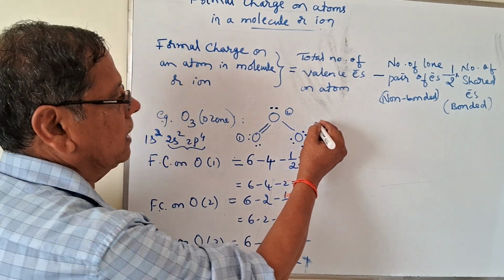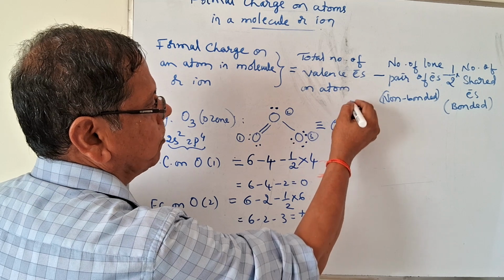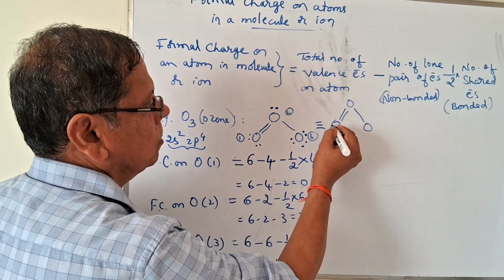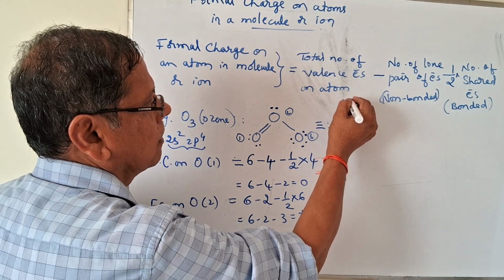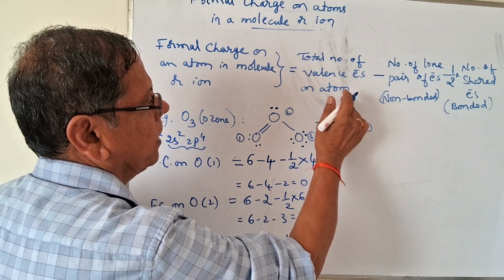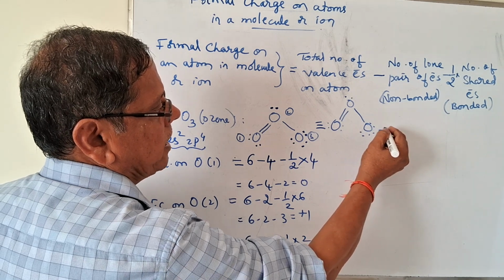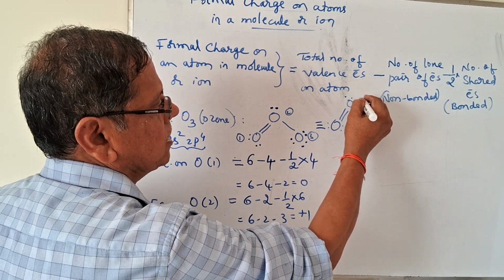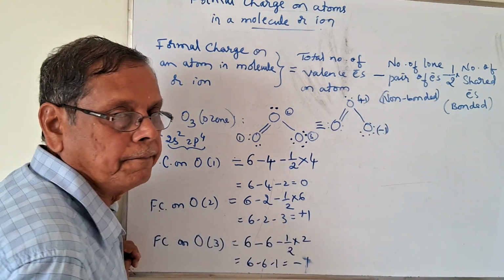That's why we can rewrite the structural formula for this one as O, double bond O, single bond O with lone pair of electrons, one pair of electrons here, 3 pairs of electrons. So this carries minus 1 charge, this carries plus 1 charge, minus 1, plus 1.